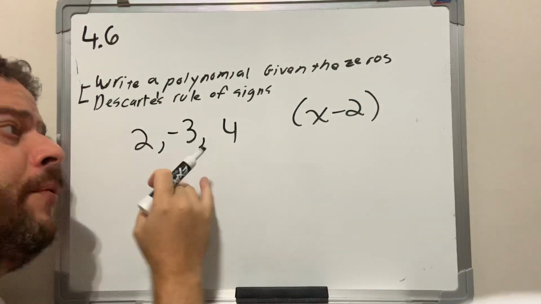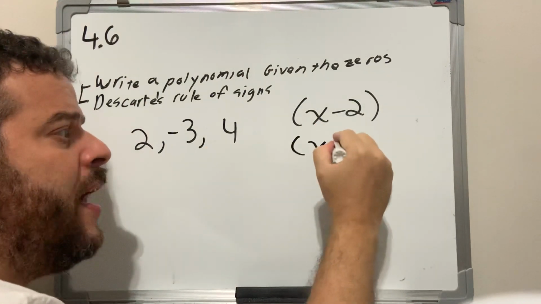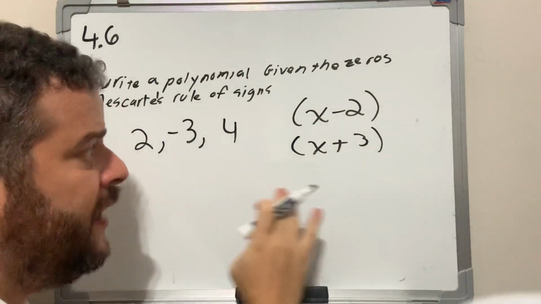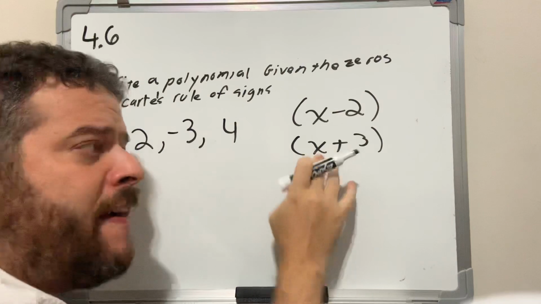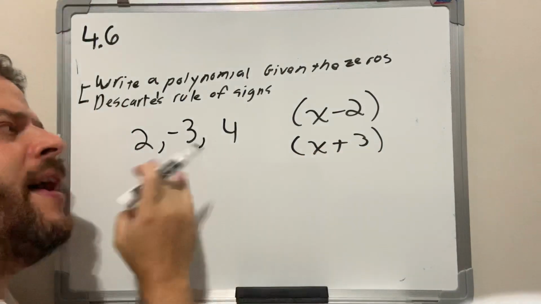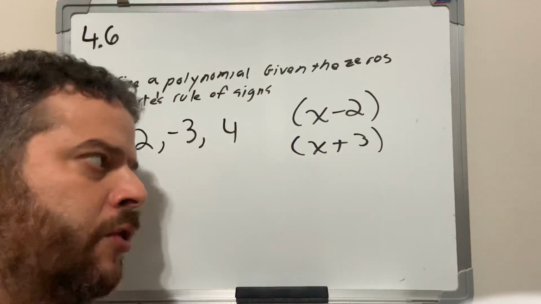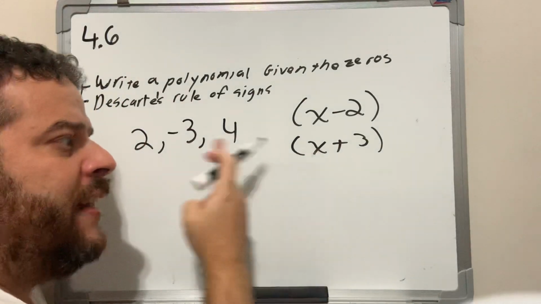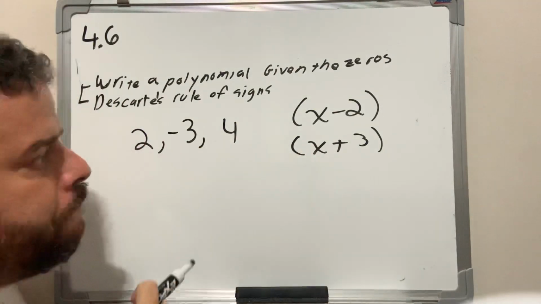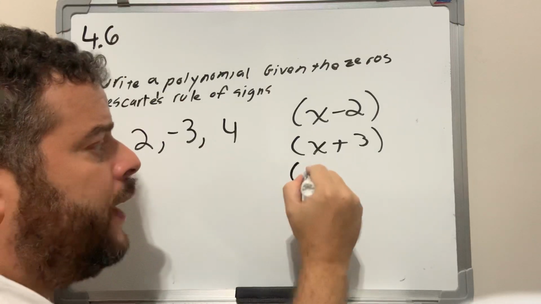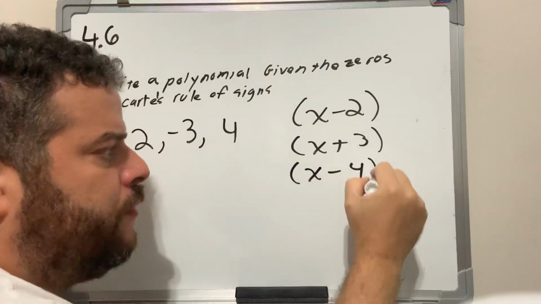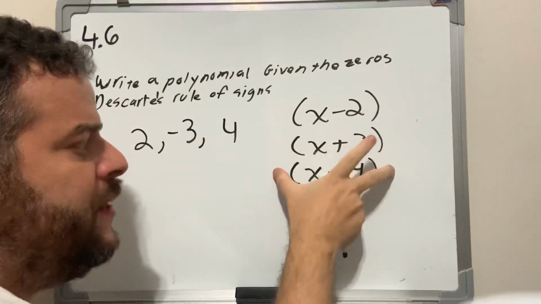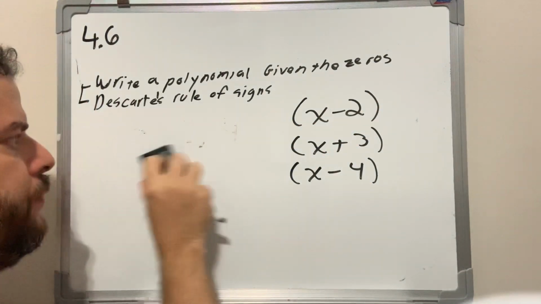If negative 3 is a zero, I know that my factor has to be x plus 3. When I plug negative 3 into my factor, I get 0. That makes negative 3 a zero. So again, remember, we switch the signs. The zeros and the factors are of opposite sign. And the last one you should know already is x minus 4. So given these zeros, I was able to obtain these factors.